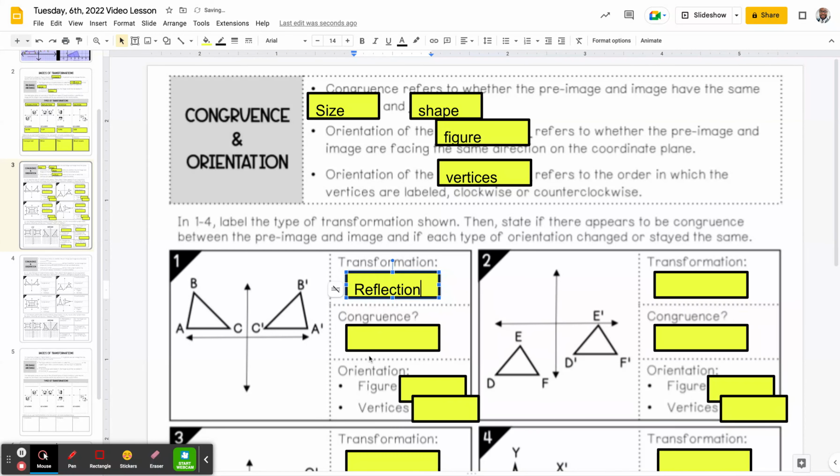Now, when I flip something, when I look in the mirror, like Michael Jackson said, the man in the mirror, when I do that, is he still the same size, same shape? And of course. So, yes, it preserves congruence. Now, orientation of the figure, is it still facing the same way? Well, no, A was facing west, and now A prime is facing east. So, orientation of the figure, I'm just going to put no for it does not stay the same, or yes, it does. Vertices, no, they don't.